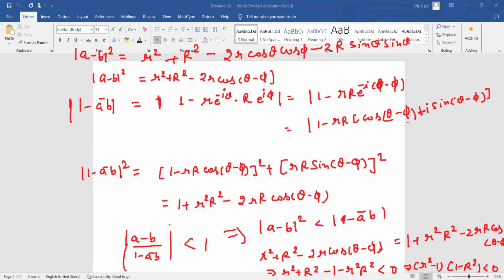So this is possible only if r is less than 1 and capital R is less than 1. So this is what we had to prove.